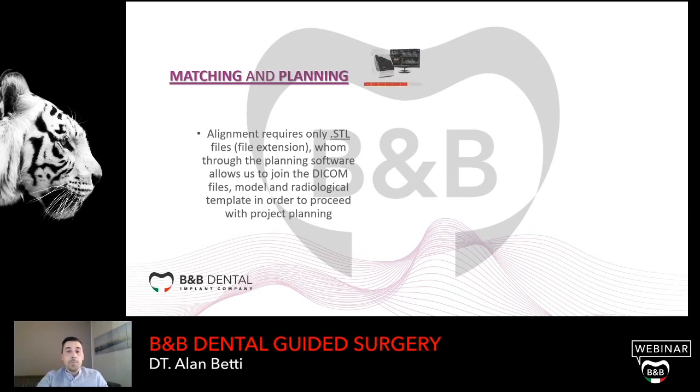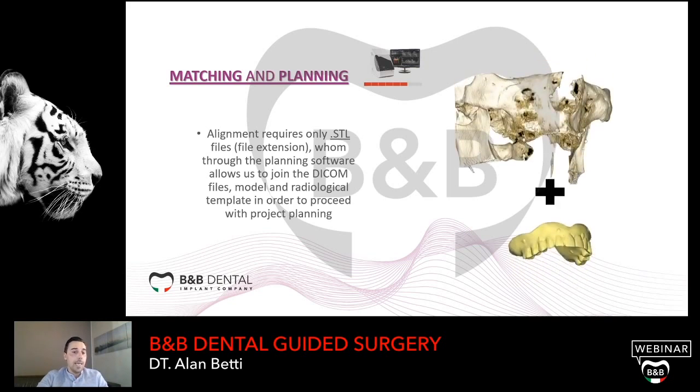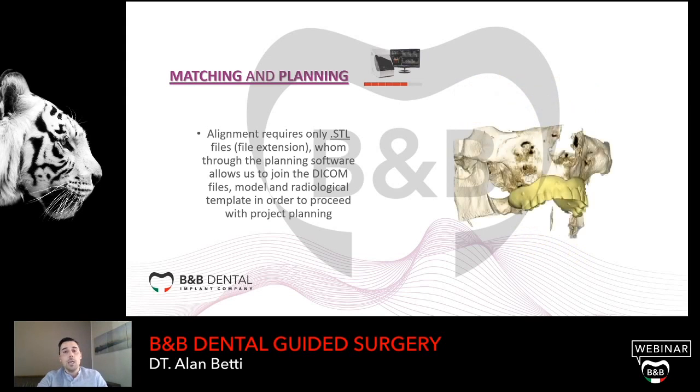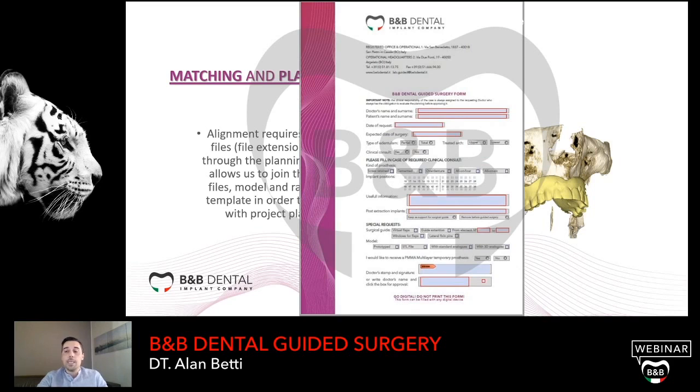Obviously, the alignment requires just STL files. STL is the extension of the file. Through the planning software we can join the DICOM files, model and radiological template in order to proceed with the project. But obviously, to do the project, we need, in addition to the DICOM files and the STL files, also the prescription form that the doctor has to fill and sign, because this form tells us what the doctor wants.